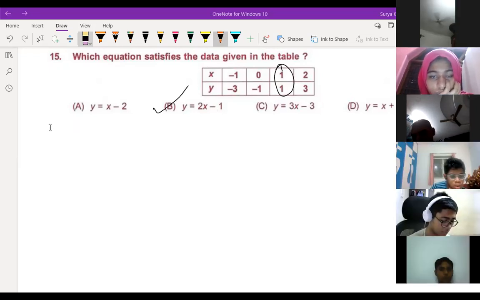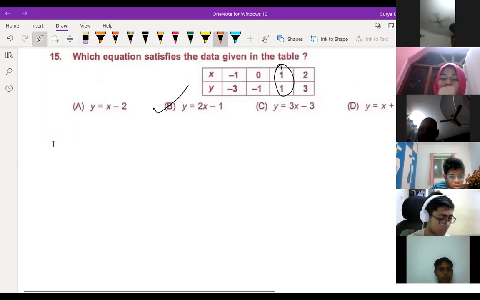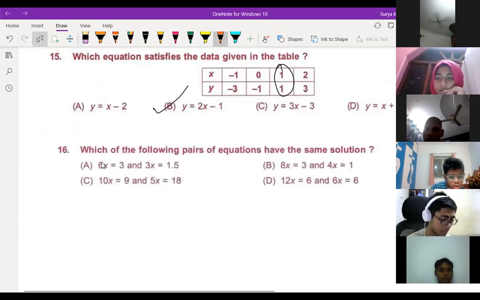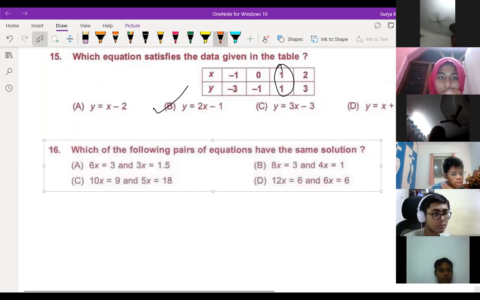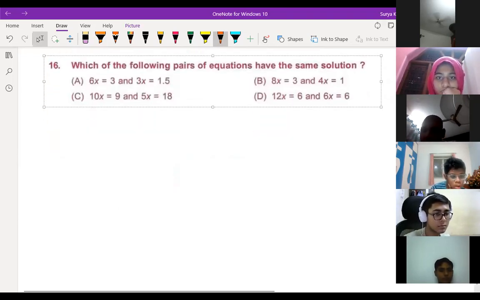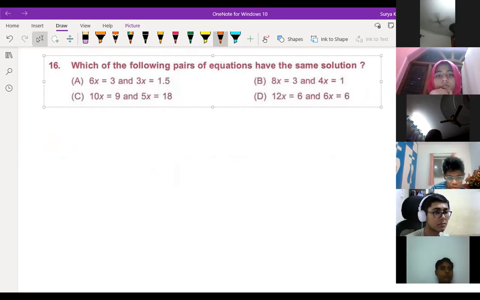Now see, the next question is which is having the same solution? Which of the following pairs of equations have the same solution? You know when the same solution will come, children? Coincident lines. Do you know that? What, sir? Sir, could you tell once?